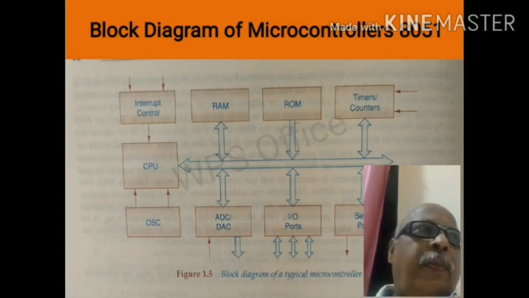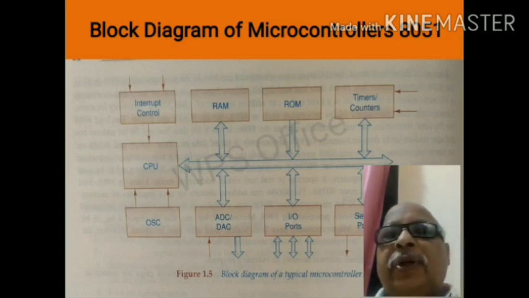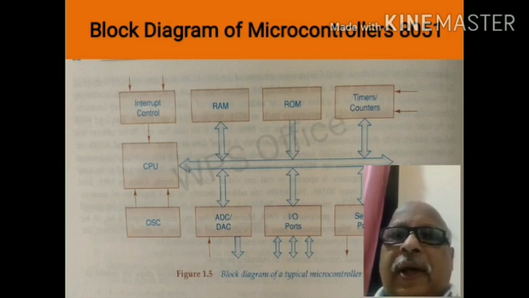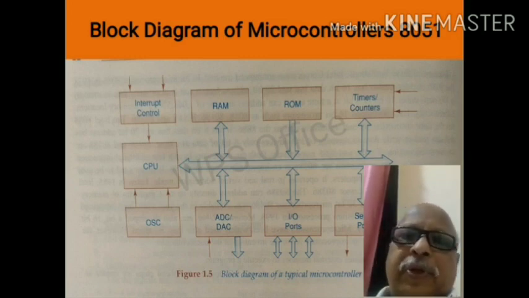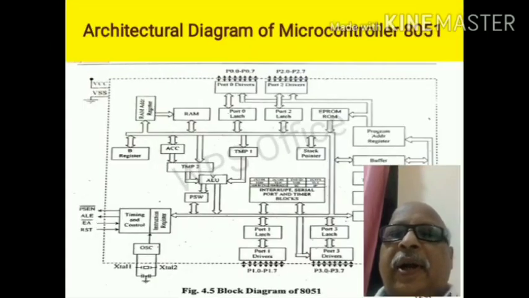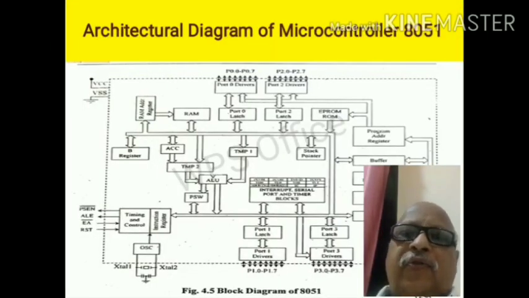Microprocessor is a computer on a chip, but this is a true computer on a chip because it is a full computer. All these things are included in the microcomputer. That is, RAM is included, ROM is included, and input output port is also there, and serial port is also there. So this is the block diagram of microcontrollers. This is the architectural diagram of microcontroller 8051.